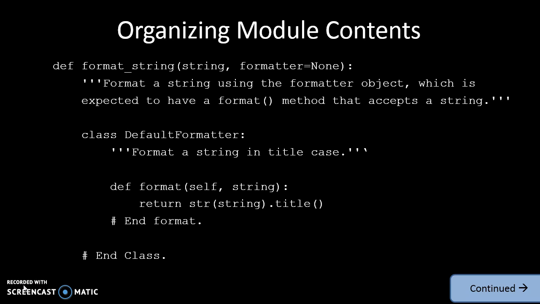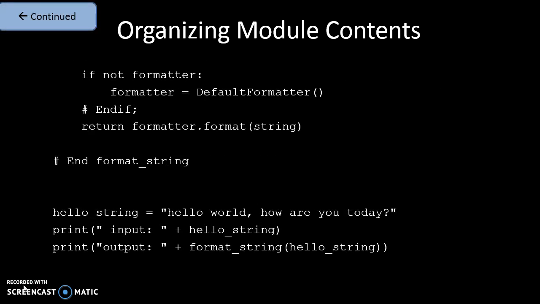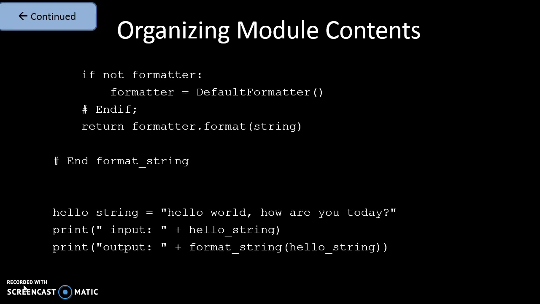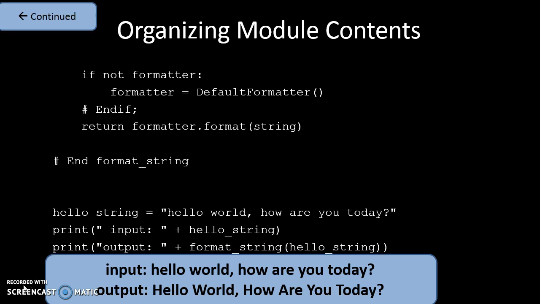Now, let's think about that for a second. We've declared a class called default formatter, and inside that class is a method called format that capitalizes the first letter of each word, title case. So then if the formatter is equal to none, that is to say none has been specified, we use the default class and we title case it. So then if we print out hello world, how are you today? And then we say format string on that. Let's go back to format string. We pass in the string, hello, how are you today? with no formatter. Therefore, the default formatter will be run. So if our input is hello world, how are you today, our output will be the capitalization of each letter in it, but it's a class within a method.